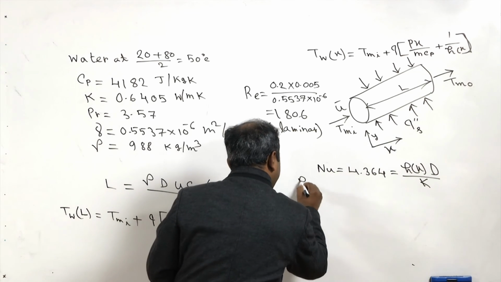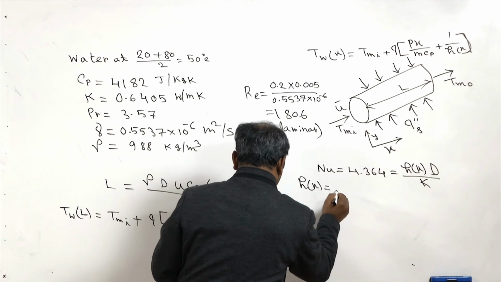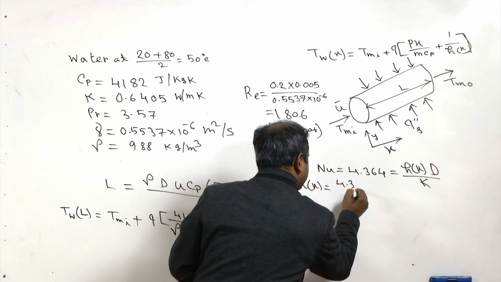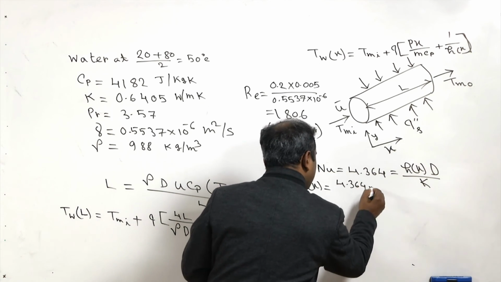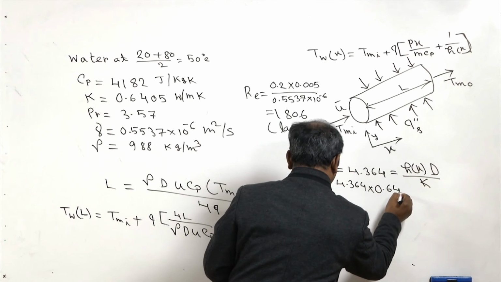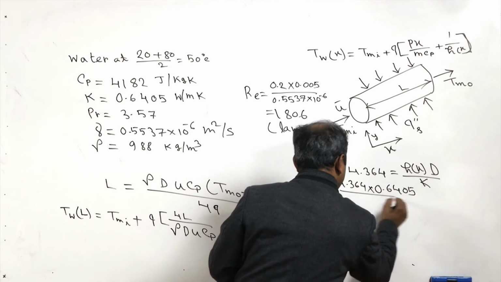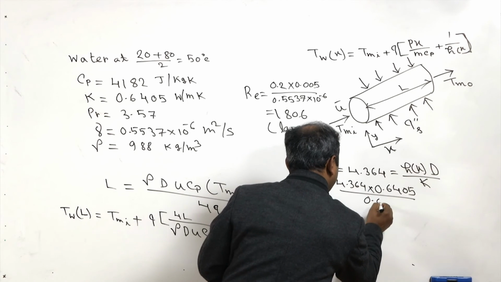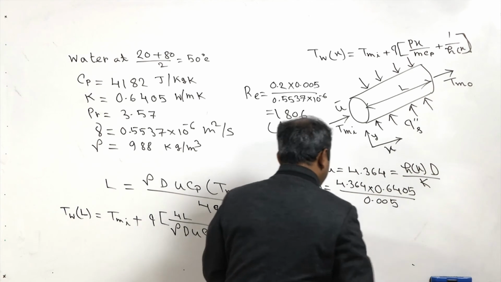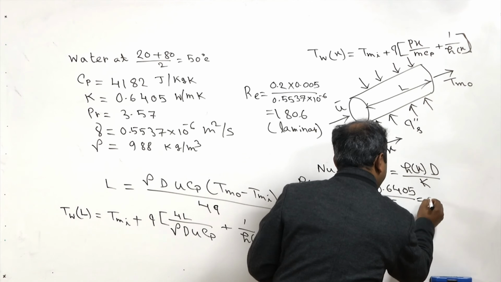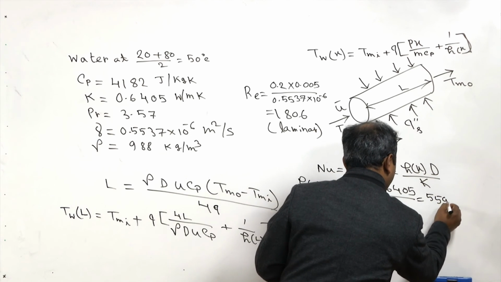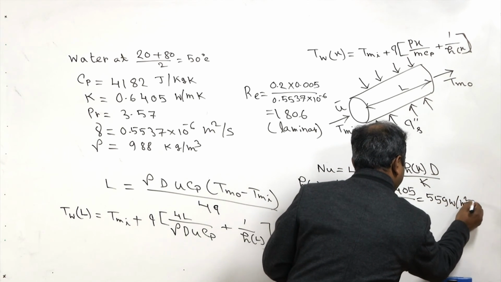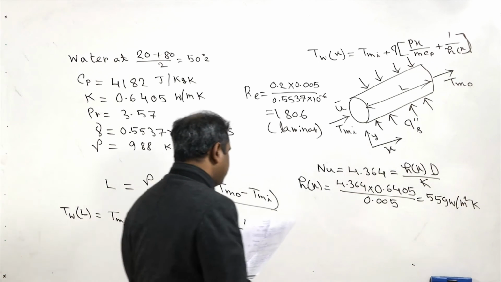So, Hx from here becomes 4.364 into 0.6405, which is K, divided by 0.005, which is the diameter. If you calculate, this comes out to be 559 watt per meter square Kelvin.